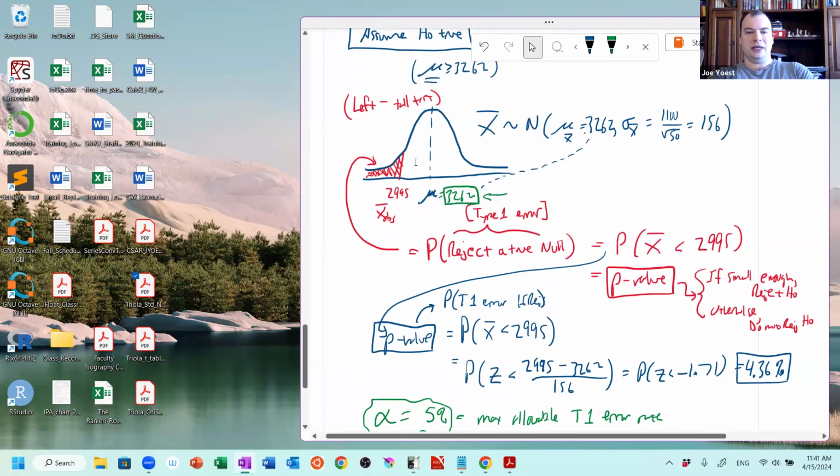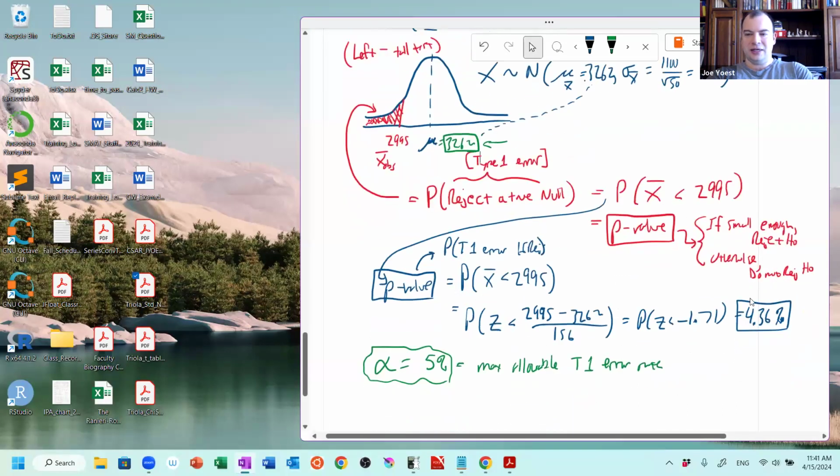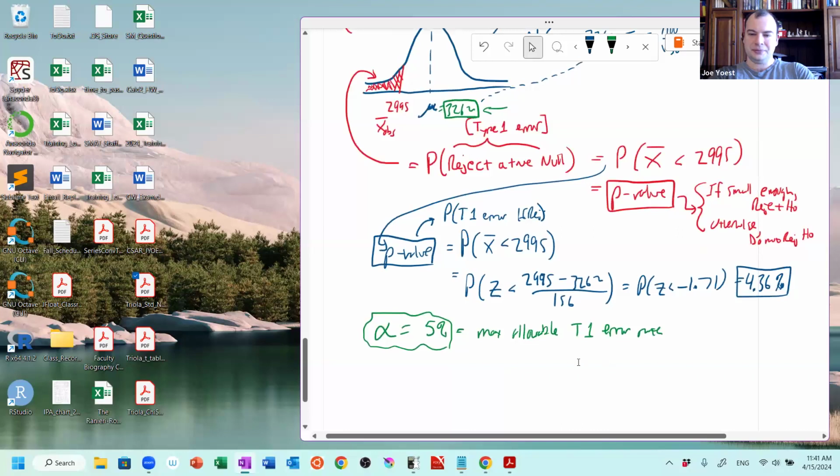The probability that I would get a sample in that region, the probability that I would falsely reject a true null, I think I said it right that time, is the p-value. That is 4.36%. That is our observed error rate if I were to reject on the basis of this sample. My maximum allowable error rate is 5%.